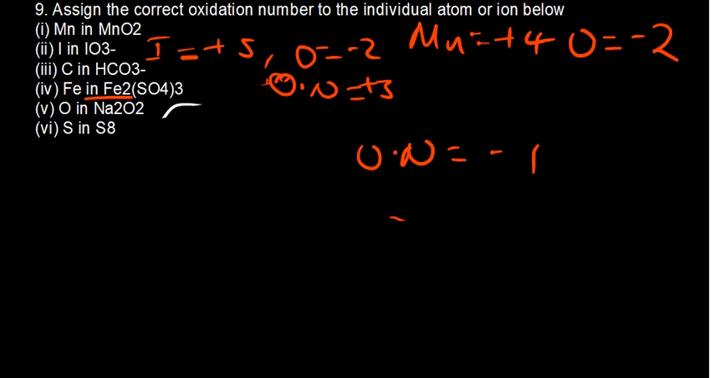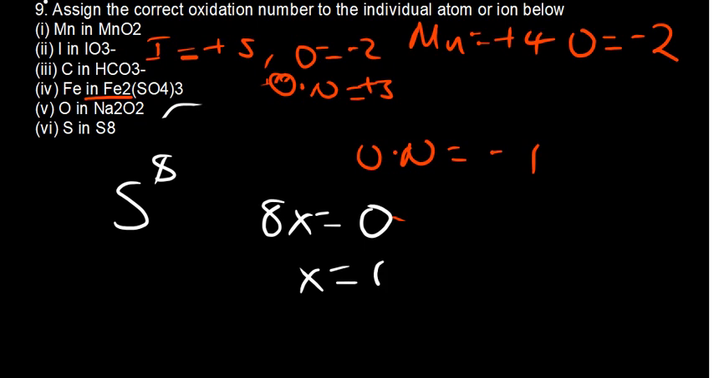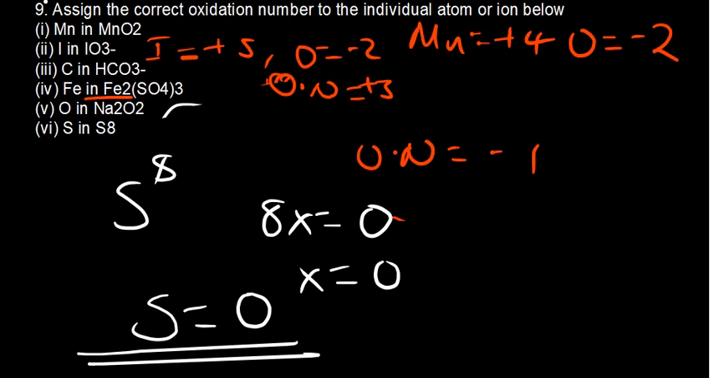Finally, in S8, do we know anything there? We don't know. So the overall charge is a 0. If we have 8x being equal to 0, our x is equal to 0. So the oxidation number of sulfur is 0. So all neutral atoms have an oxidation number of 0.